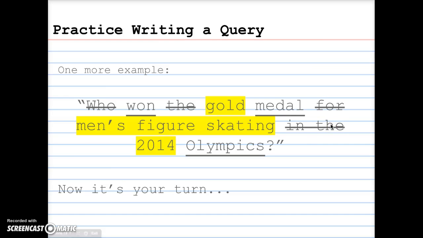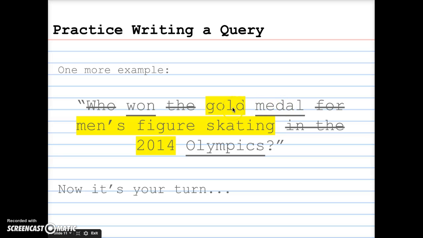Let's practice writing another query. Here's one more example. Who won the gold medal for men's figure skating in the 2014 Olympics? First of all, we are looking for the key words. In this instance, it's going to be men's figure skating. We want to identify the year, and if we put in gold, there's no necessary reason to include medal.